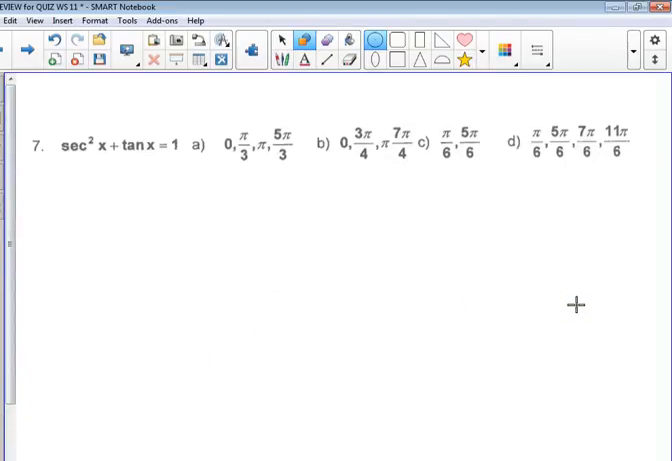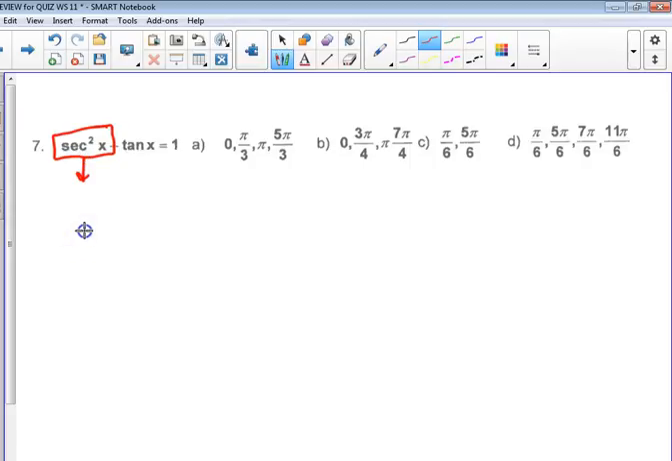You could do this one by graphing as well. I'm going to do trades because I think it's good practice. What is a secant squared, guys? What's the Pythagorean identity for that one? So 1 plus tangent squared is a secant squared. Then it had a tangent and a 1. Okay. So what do you want to do now? Subtract a 1 from each side.